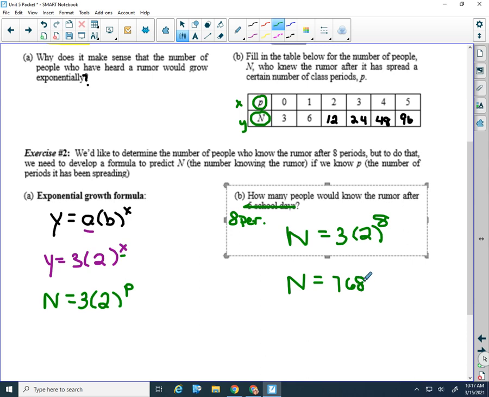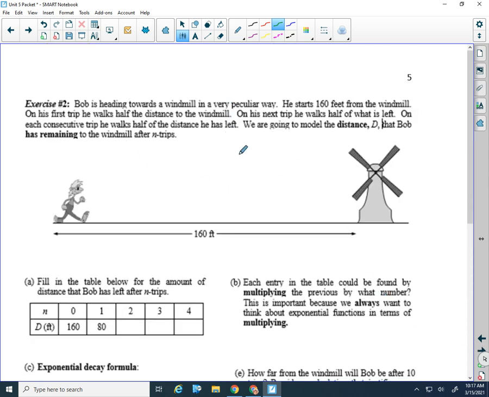So a lot of times when we do these problems, we say, does that make sense? If 3 people know a rumor, do we really think by the end of the day, 768 students would know the rumor? That's up for debate. I guess it depends on what the rumor is. Let's go to the next page.